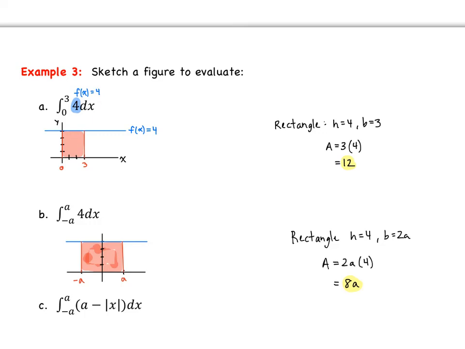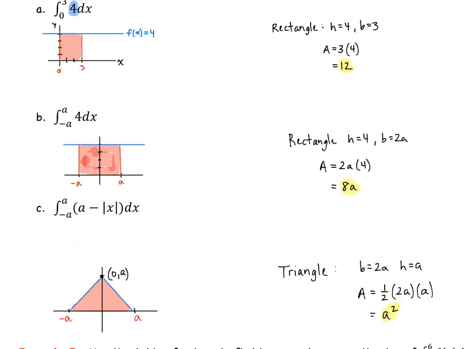Go ahead and try to sketch part C, a minus the absolute value of x. And our interval goes from negative a to a. So what I want you to do is plug in those endpoints, negative a, and then maybe pick a value in between those to see what we're looking like. Give it a shot and come back.